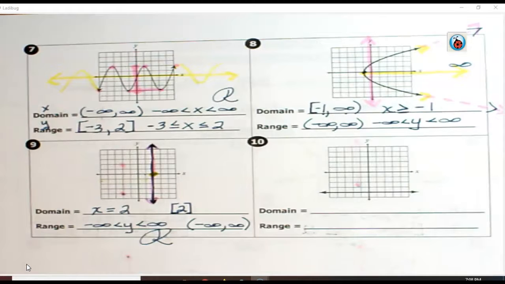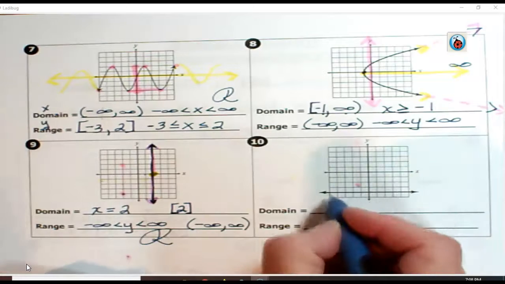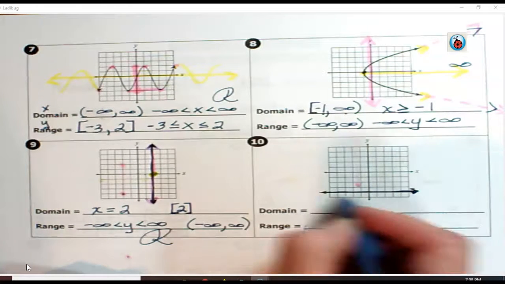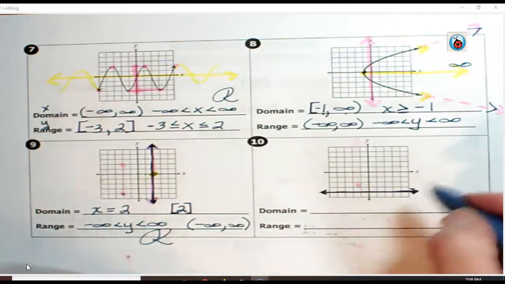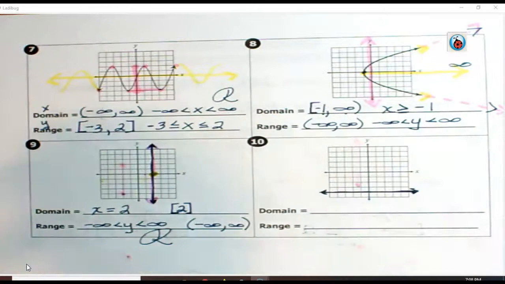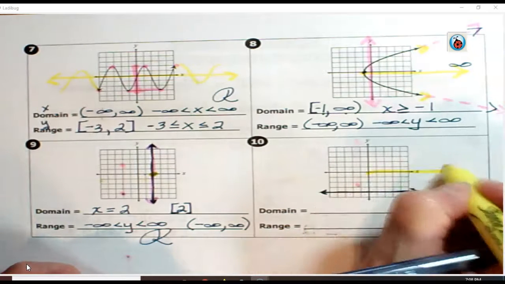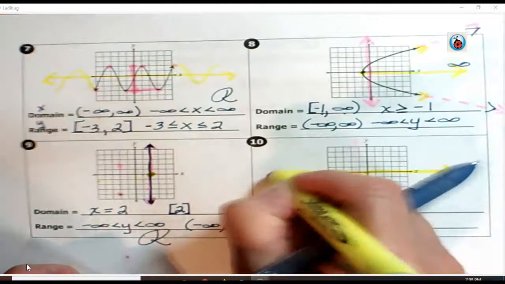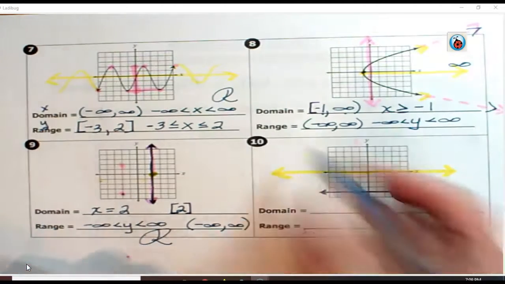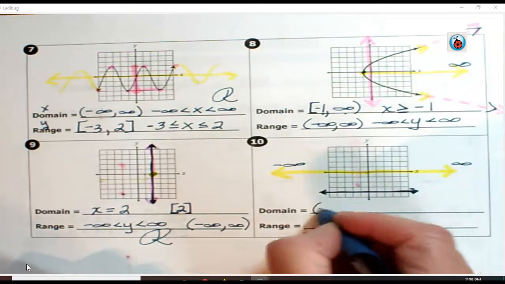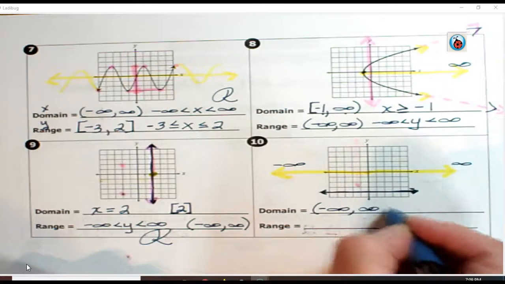Okay, let's take a look at number 10. Number 10 is a line too, but this time it's the horizontal line. This is the one that had the slope of 0. If I look at my x-axis, I have arrows on both sides. So that means that this guy keeps going that way, and this guy keeps going that way. So we're going from negative infinity to infinity. So I could say negative infinity and infinity like that.